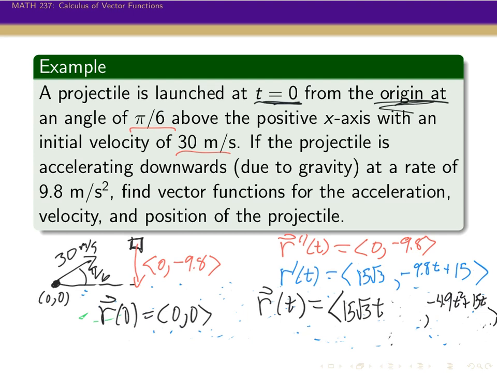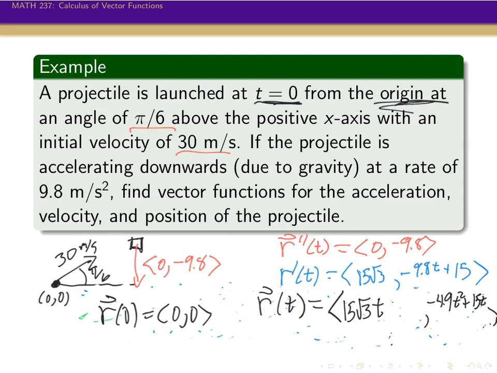And so there's our position vector. So at time t, the projectile's x component is going to be 15 square root of 3 times t, and its y component is going to be minus 4.9 t squared plus 15t. And then you can do all sorts of other fun things like this.